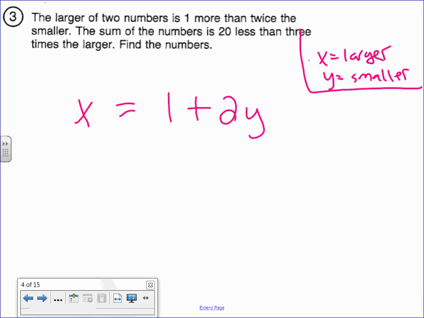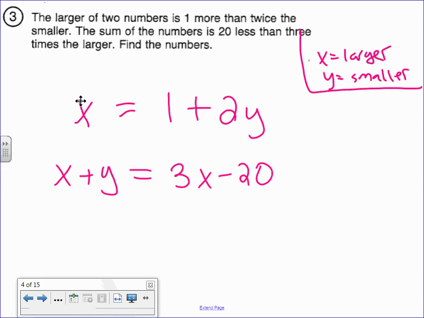All right, the sum of the numbers is 20 less than 3 times the larger. So 20 less means subtract 20. It's 20 less than 3 times the larger. And that's kind of why I wrote down what the larger was. The larger was x. That's going to be my system.